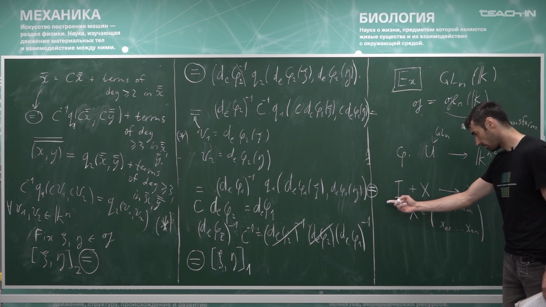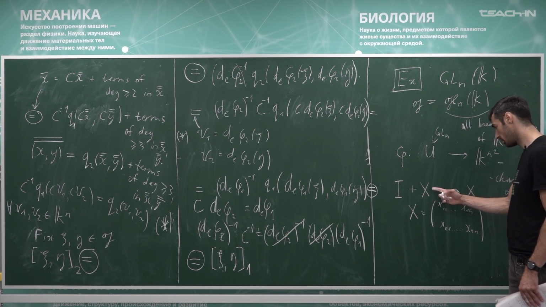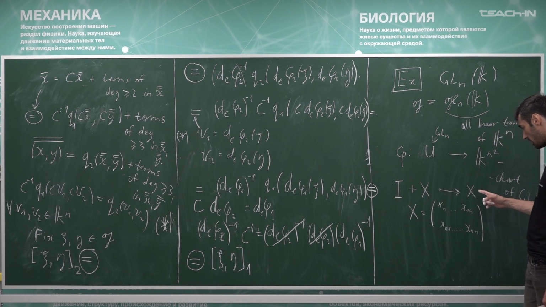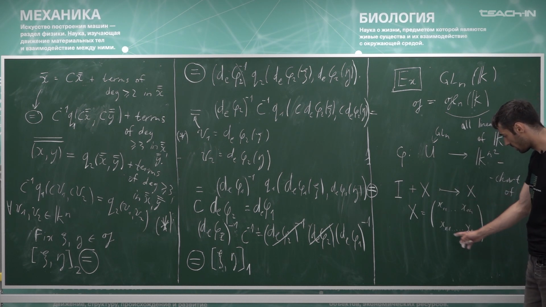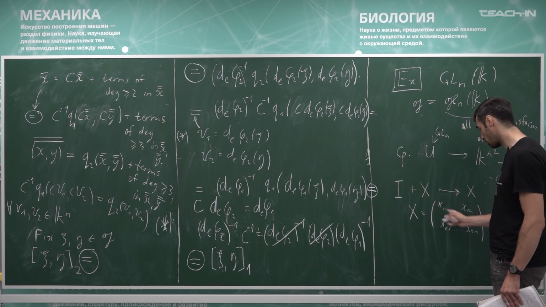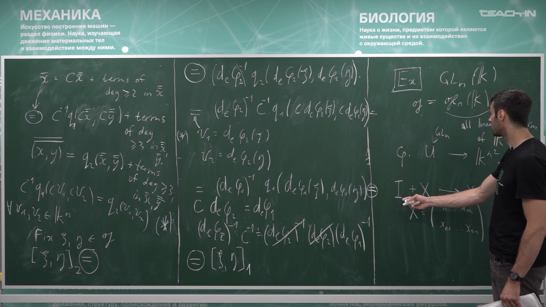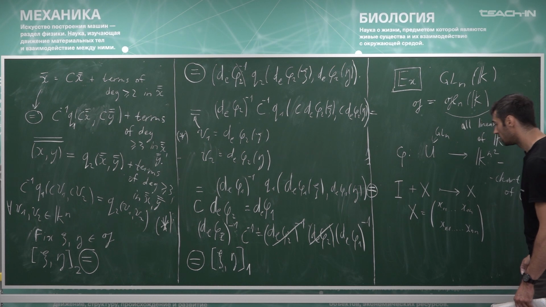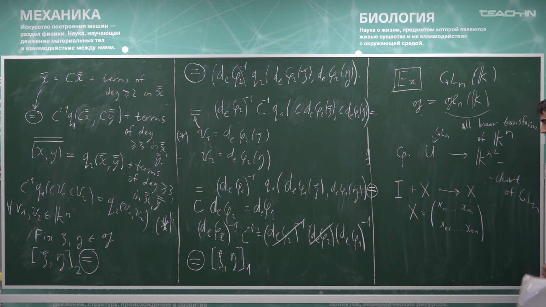So for each matrix like this, its coordinates are these xij's, right? And we see that this is a centered chart, meaning that if all coordinates are 0, then the corresponding element of the group is identity, as we wanted.